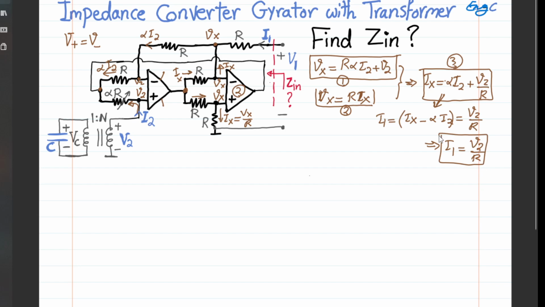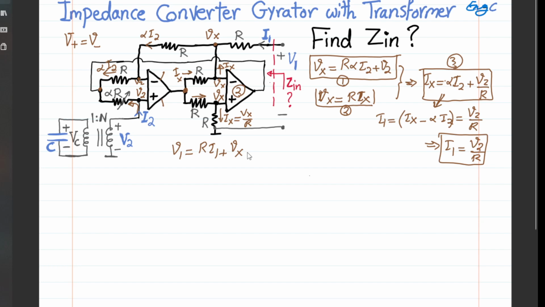That's very interesting. So the current at this port in this scheme or setup is just a function of V2 over R, as we saw here. Now, let me also write this: V1, the voltage at this port, is Vx plus the voltage drop across R. So if we define it like this, V1 is R I1 plus Vx.